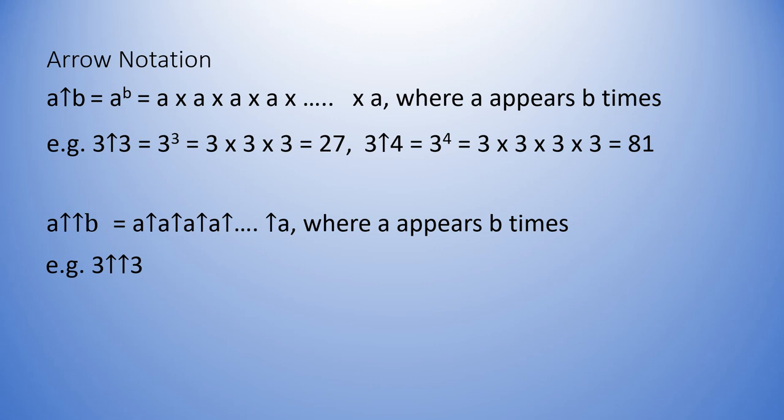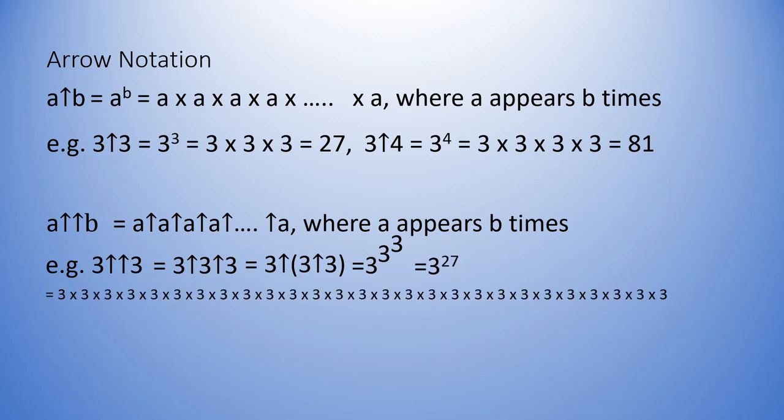So 3 up up 3 is 3 up 3 up 3. I think I said one too many ups then. And we can think of that as 3 up in brackets 3 up 3. So this is 3 to the power of 3 to the power of 3. Well, 3 to the power of 3 is 27, so this becomes 3 to the 27, which is 3 times 3 times 3, 27 times. And that works out to be just over 7 trillion.